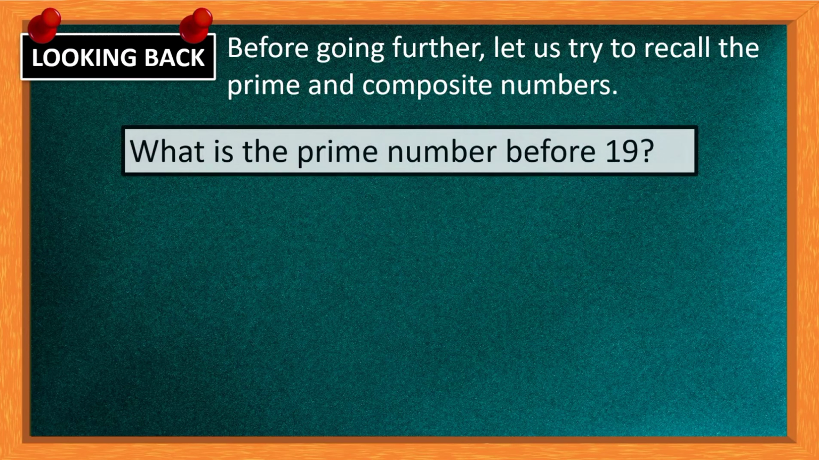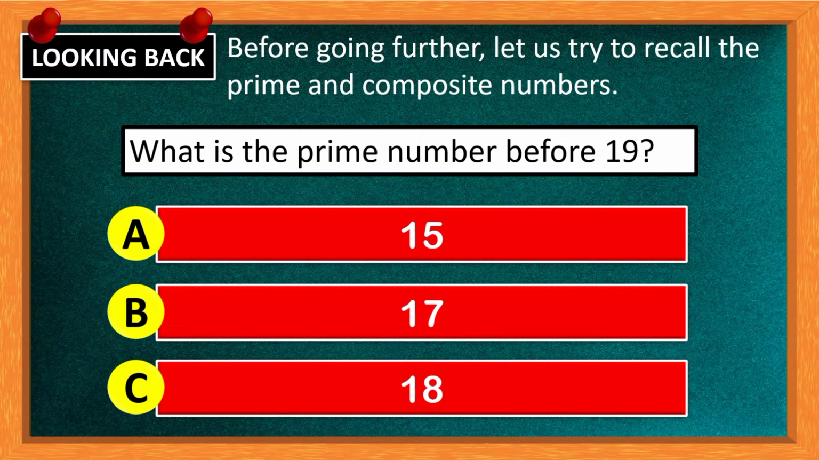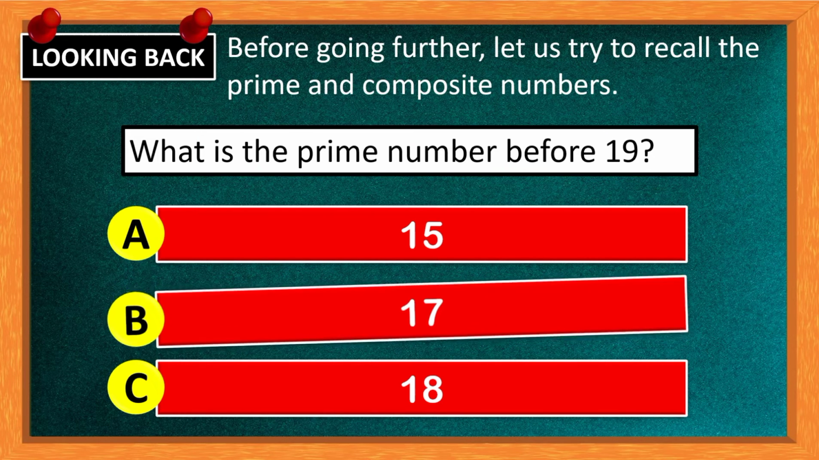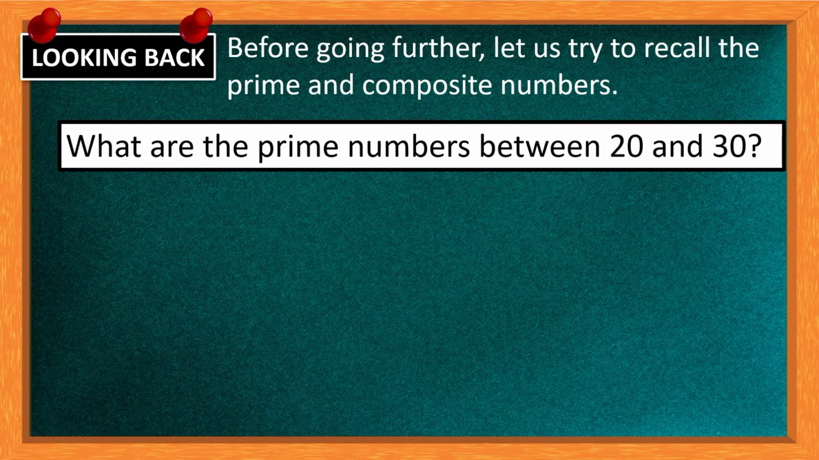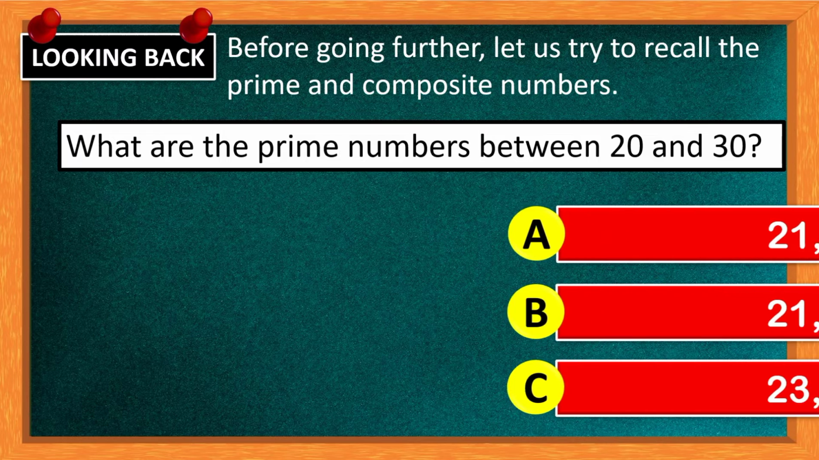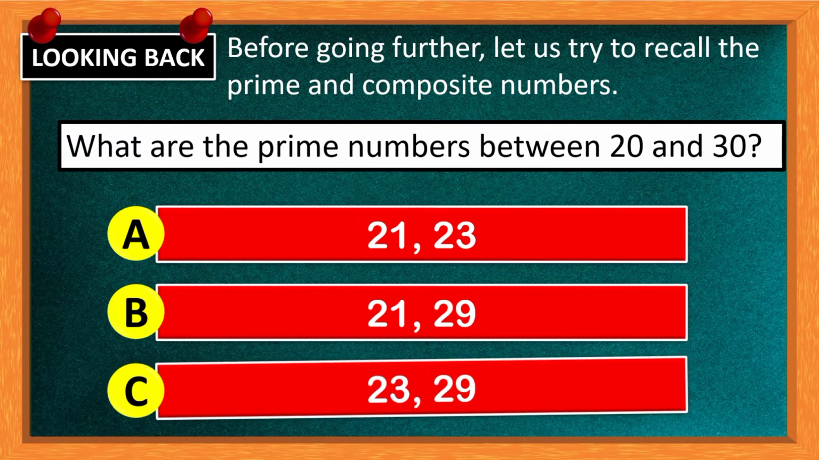How about this one? What is the prime number before 19? You got it right. The correct answer is 17. What are the prime numbers between 20 and 30? Good job! The correct answer is 23 and 29.